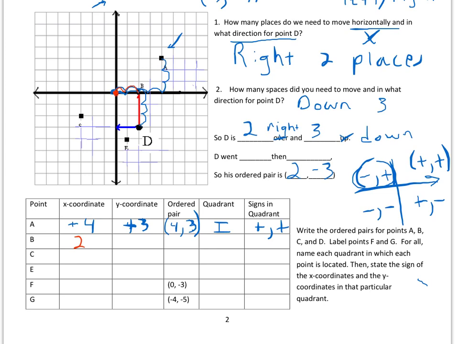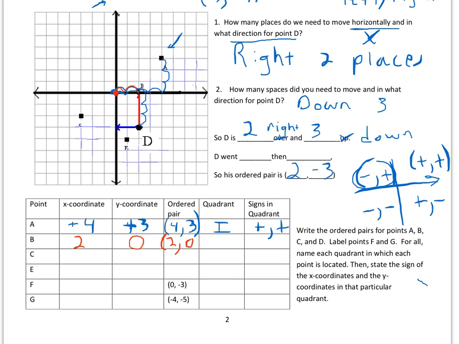Now, here's the tricky part. Okay, from this, we're already at point B. So do I need to move up or down to get to point B? And the answer is no, I'm already there. So my y coordinate would simply be 0. So my ordered pair would be 2, 0.